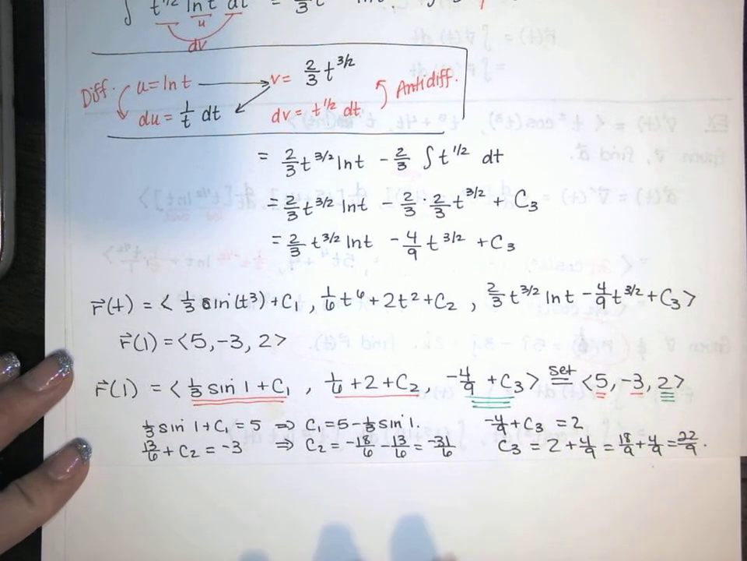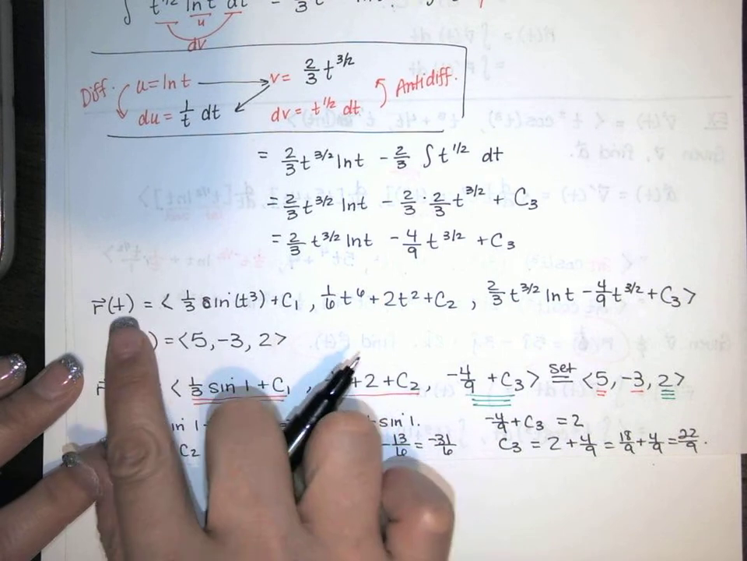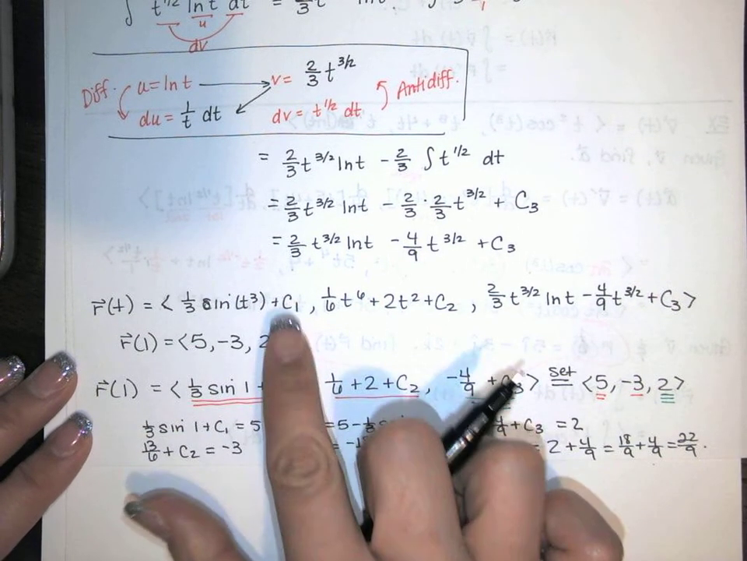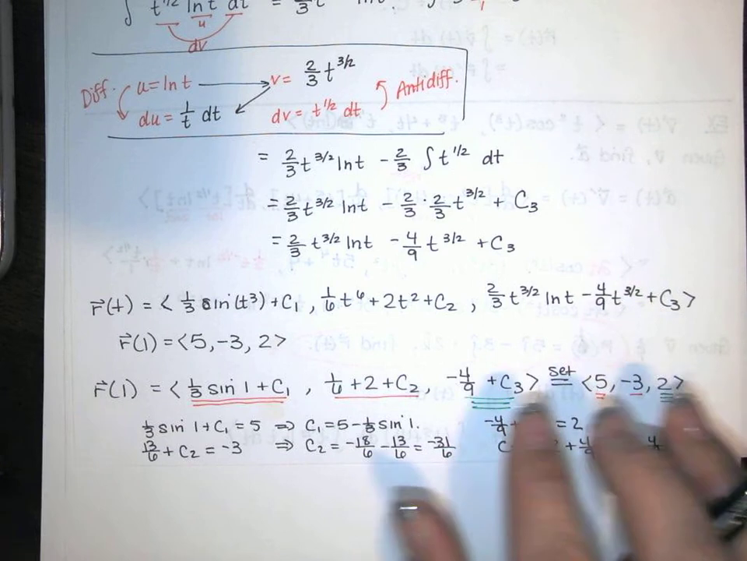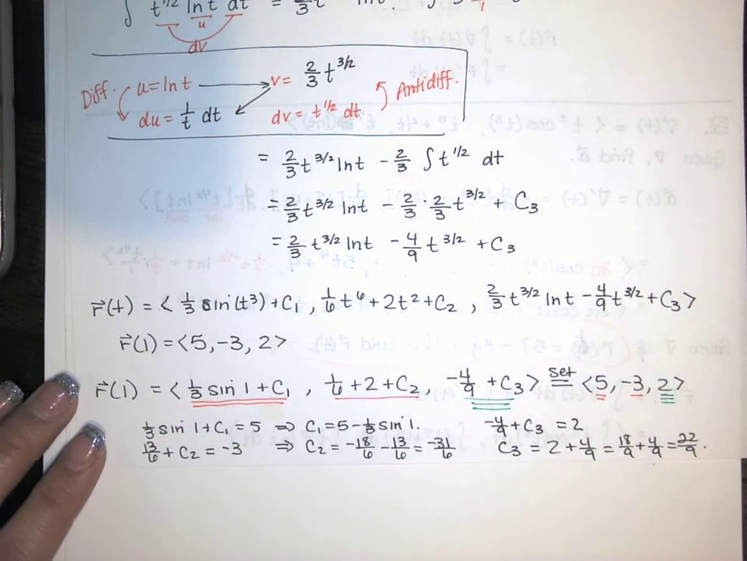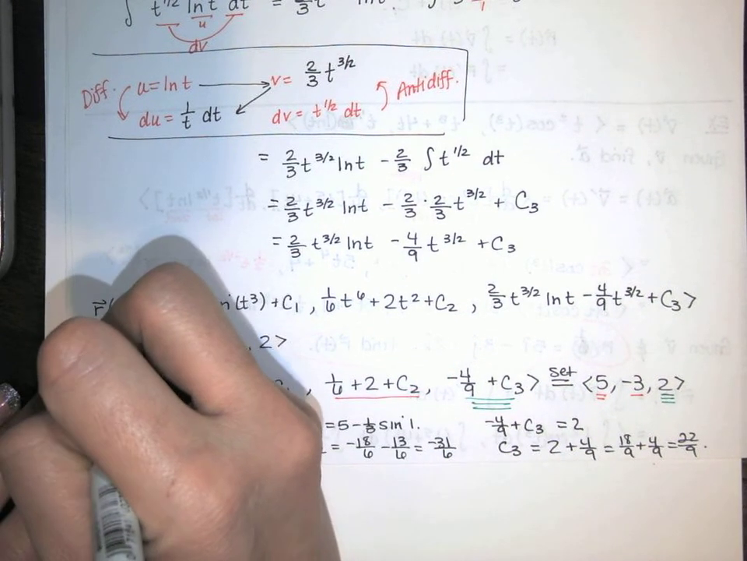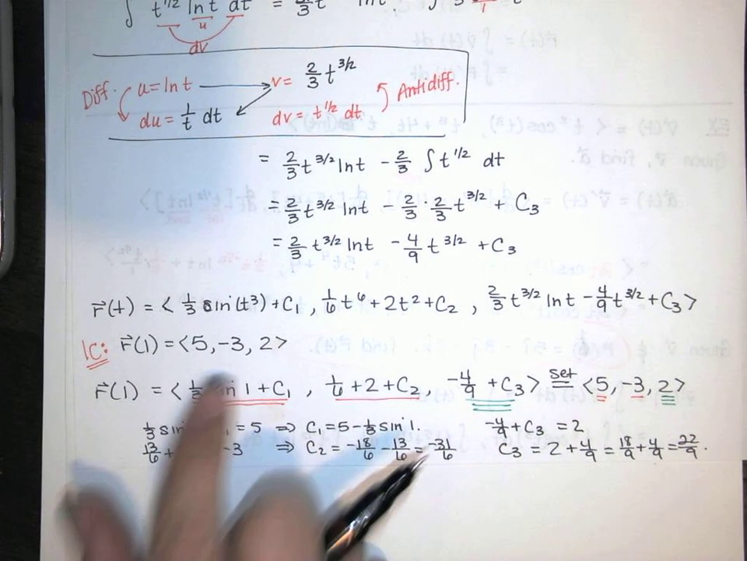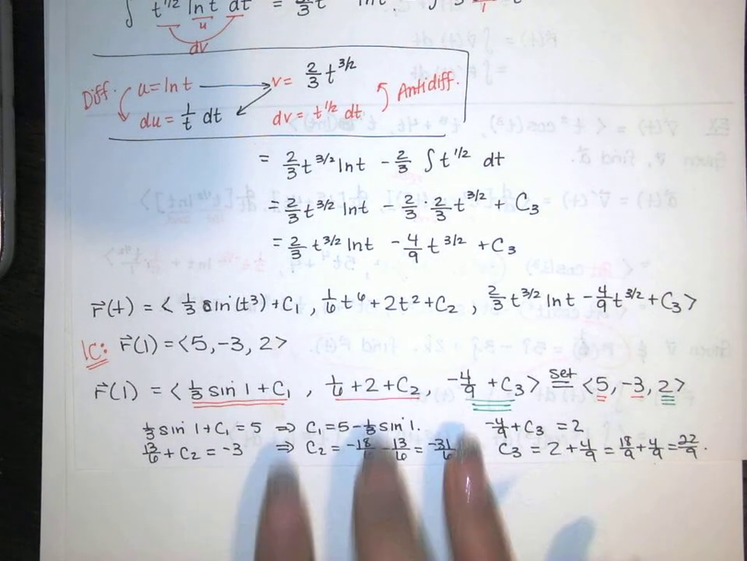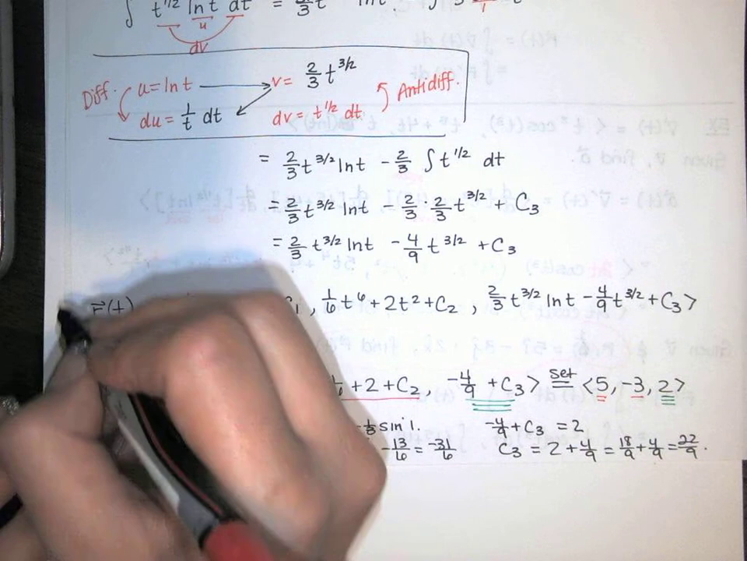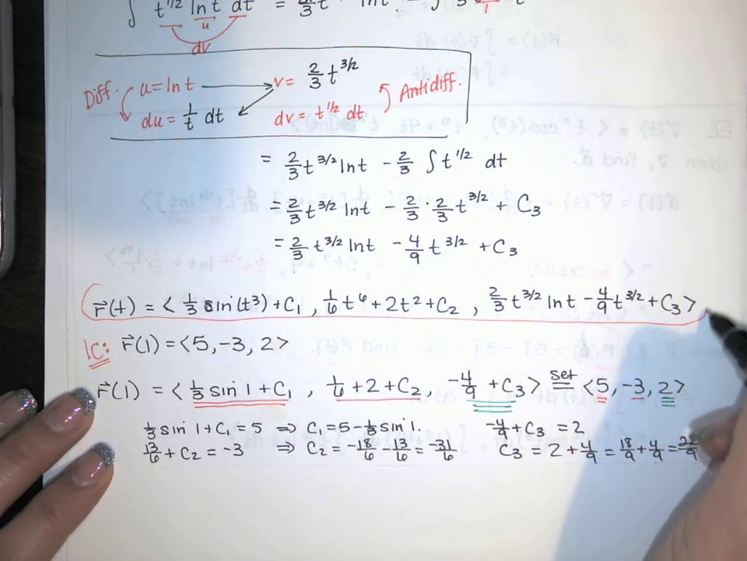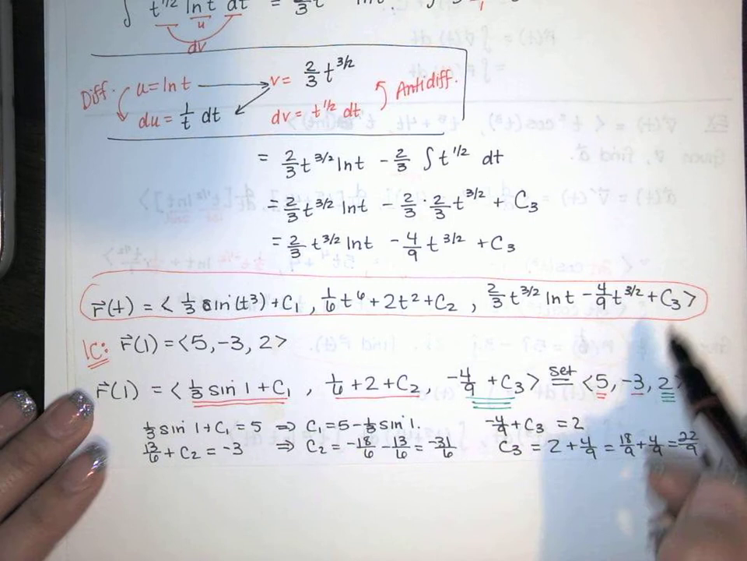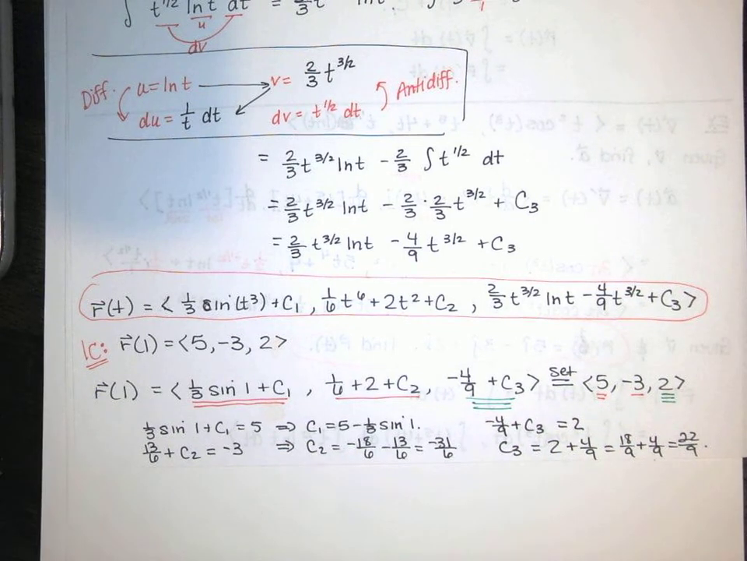You are not done yet. You were asked for position, and you got so close to giving me a position, but you didn't give me a very good position because it had these arbitrary constants in it. We use this initial condition, that's what this is called. It's telling us at time t equals 1, this is your position. We use that to find the constants. We are not done finding r of t until we substitute those constants. So substitute C1, C2, and C3 here to get r of t back.